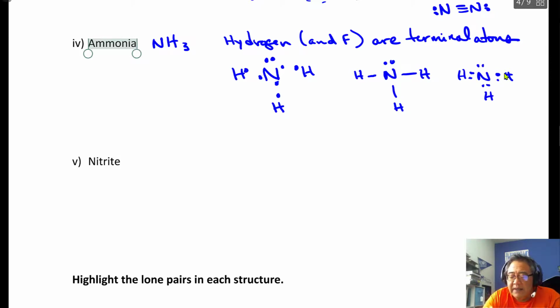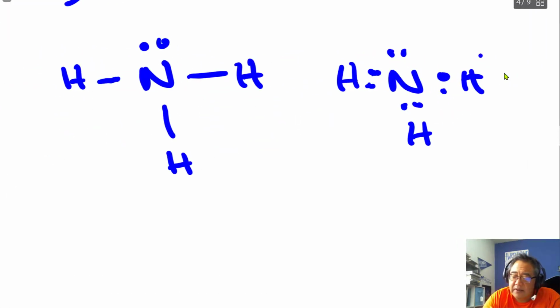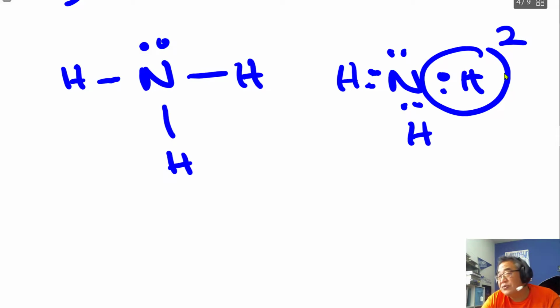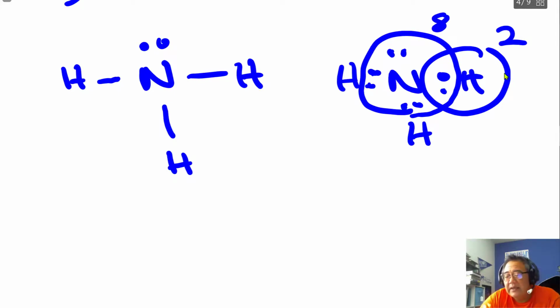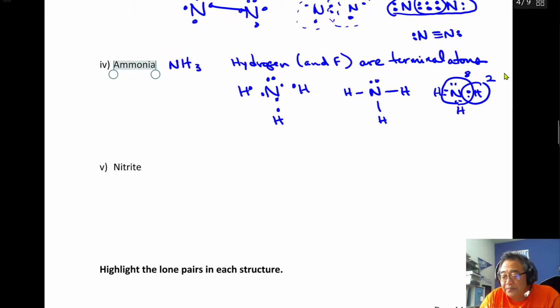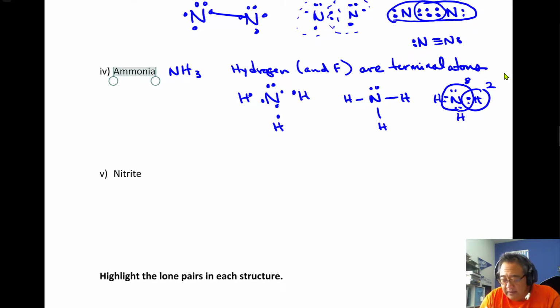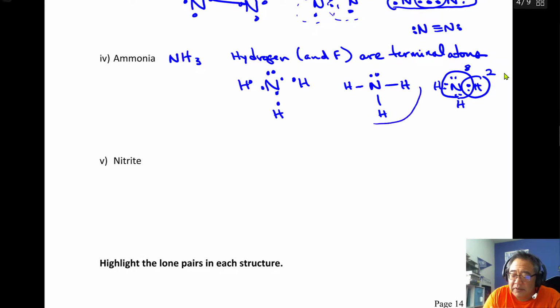Now, if I circle like here, that's the 2 that hydrogen needs to be like helium, and they're all that way. But then if you circle the nitrogen, you'll notice that it has 8. So it has its octet. Hydrogen has its duet, is what they often call it, which I think is kind of silly. It has 2. And the result is everybody's happy. Everybody has their octet or their full valence shell. So the Lewis structure for ammonia will look like that.